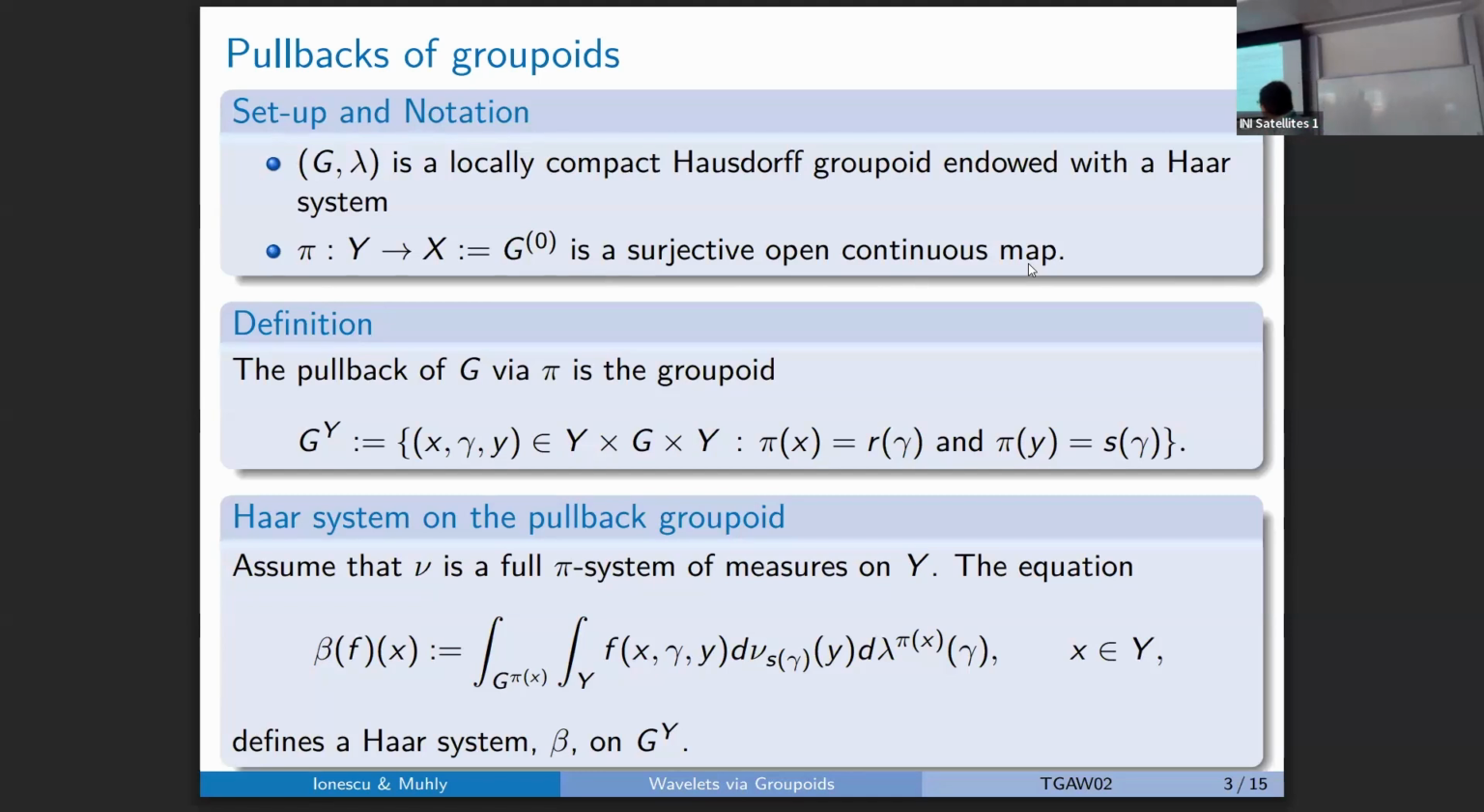But nevertheless, what is important about this groupoid G_Y is that it is equivalent, in the sense of Muhly-Renault-Williams, with G. So by the work of Williams, since G has a Haar system, G_Y must have a Haar system. And in this situation, we can actually give a nice formula. All we need is a full pi-system of measures on Y. What it means is that nu is a family of measures indexed by X, and the support of each nu_x is equal to the fiber pi inverse of x. And then we can integrate nu and lambda.